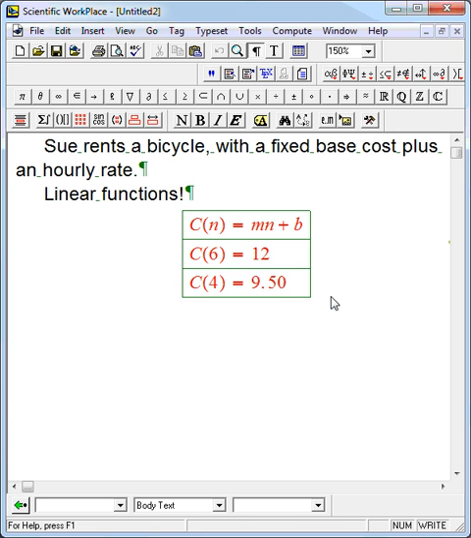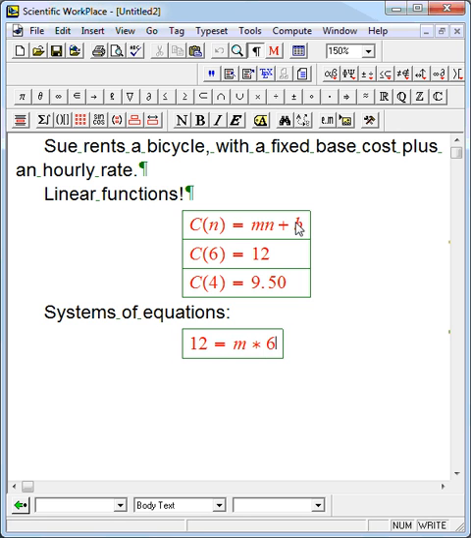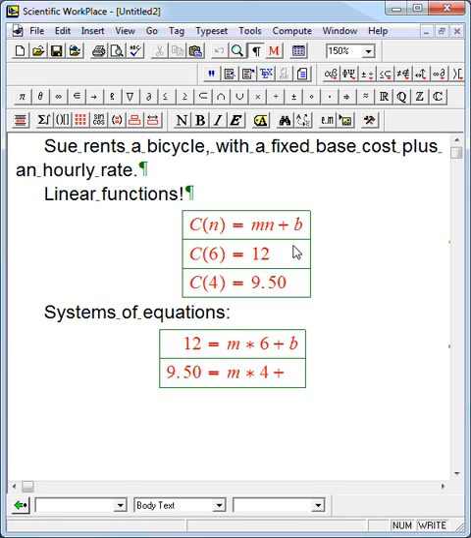There's a couple ways to solve a problem like this. One is just to set up a simple system of equations and just actually plug in. Okay, c of 6 is 12. Well, we have a formula for c of 6 with some undetermined coefficients. That's m times 6 plus b. And the other one is that 9.50, that's the number we're getting for c of 4. Well, we have a proposed formula for that: m times 4 plus b.